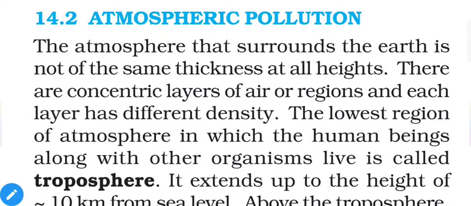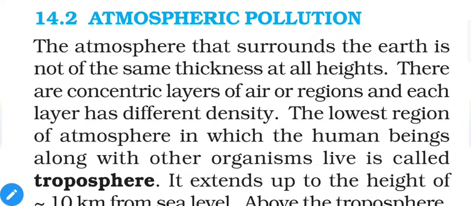Now let's talk about atmospheric pollution. The atmosphere that surrounds the earth is not the same thickness at all heights. At the lower level we have thicker, denser air, and as we move towards the upper side, the thickness of air decreases. That means the layers become less thick. So there are concentric layers or regions of air, and each layer has a different density.